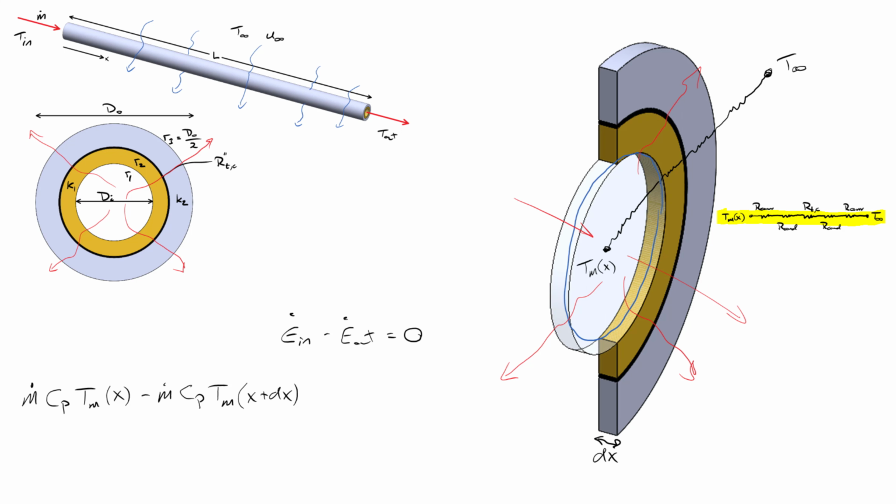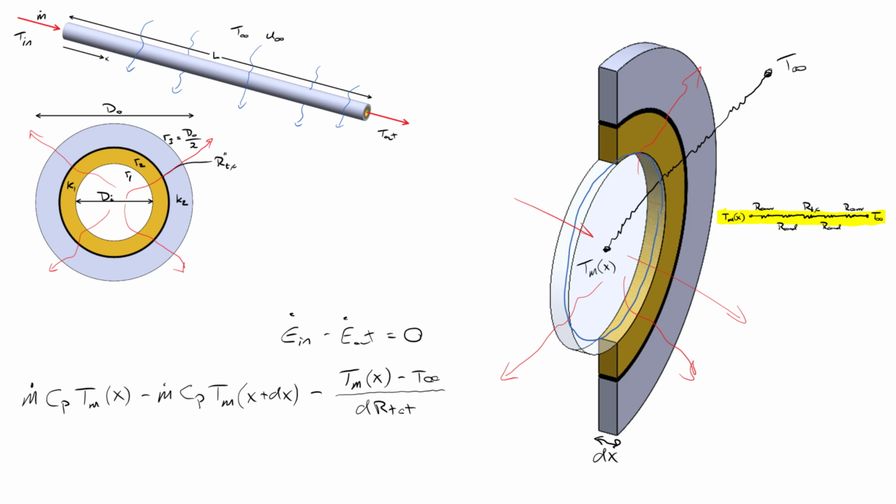Another way for heat to leave is through this resistance network, and I'm going to draw it up like this. I'm going to say the driving force is equal to the mean temperature at some location x minus T infinity. And what we're going to do is divide that by a resistance. I'm going to call this dR total.